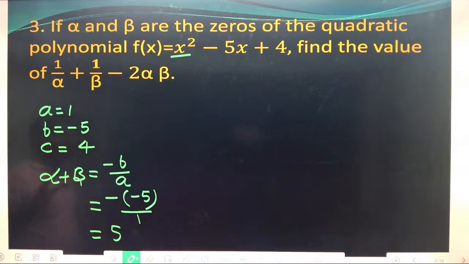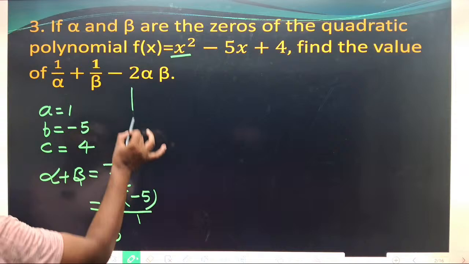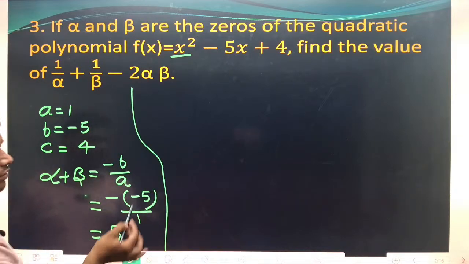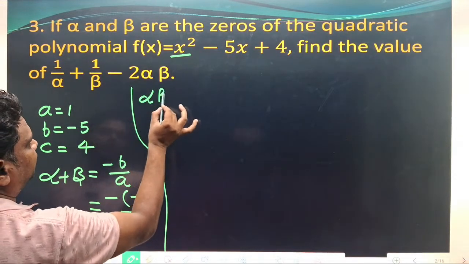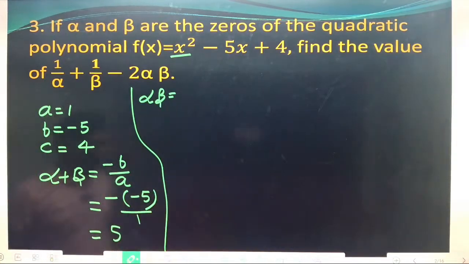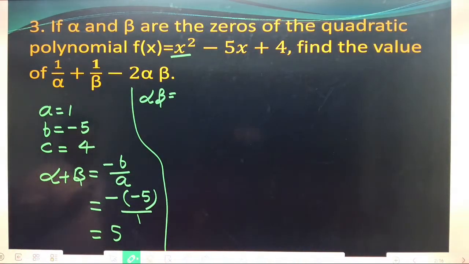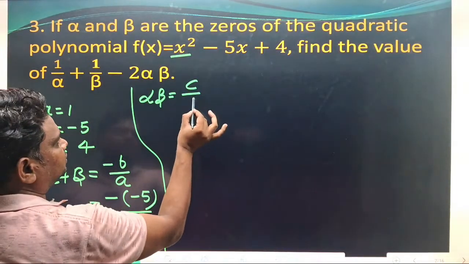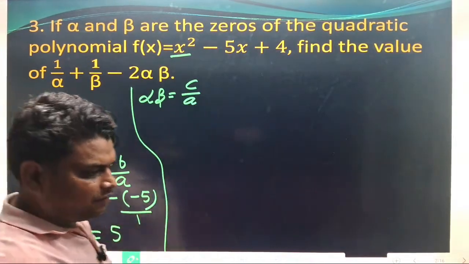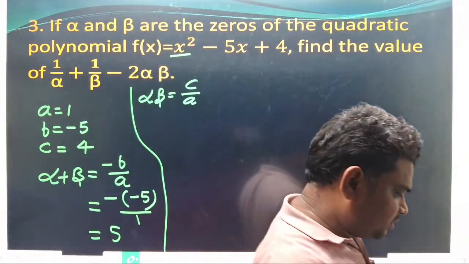Okay everyone, now you see here, product of zeros, that is equal to alpha into beta. Alpha into beta is equal to c by a. C by a. Comment everyone, what is the product of zeros?